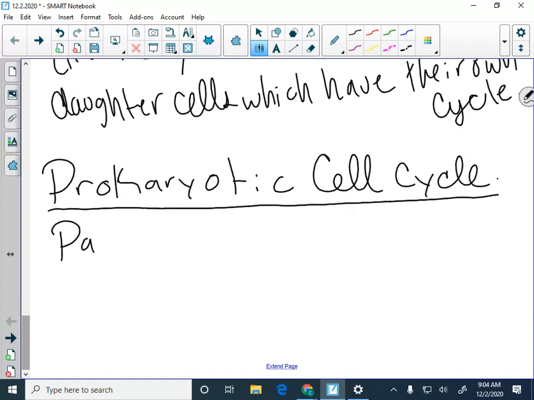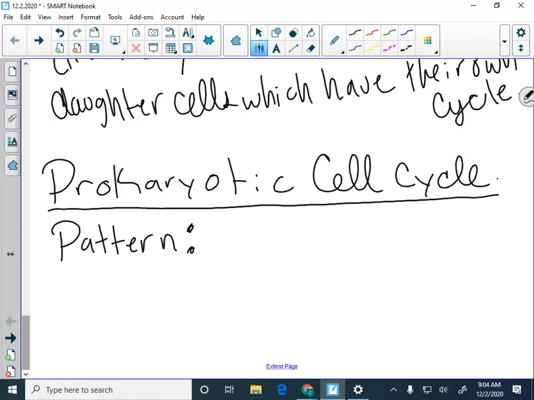The prokaryotic cell cycle has a specific pattern. This pattern is the same in almost all prokaryotic cells. It's not like different prokaryotic cells have different mechanisms of division. They all pretty much follow the same pattern.